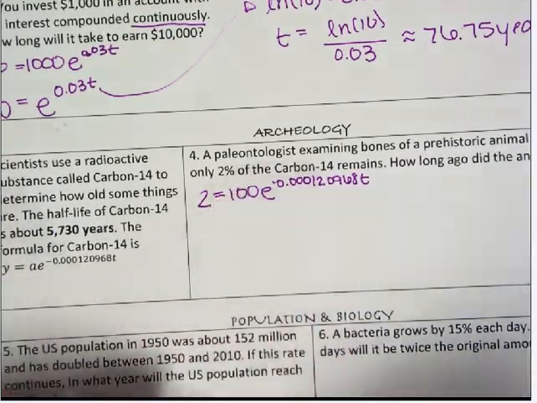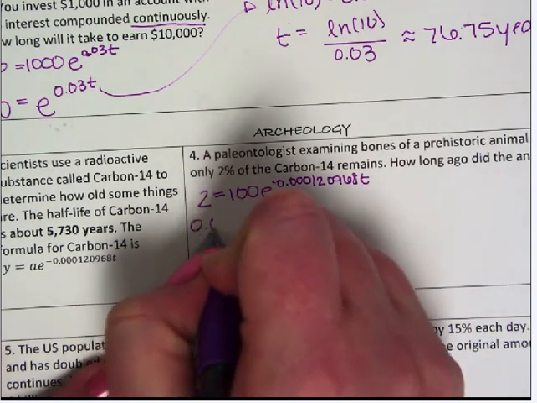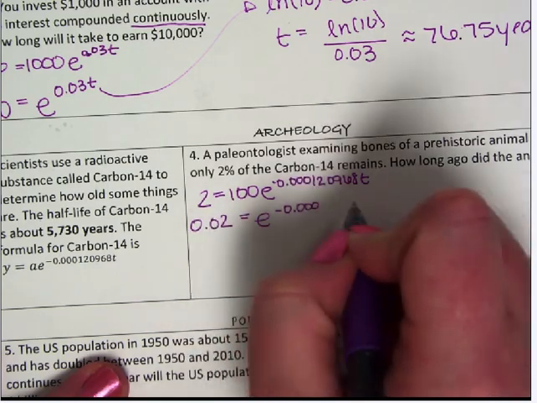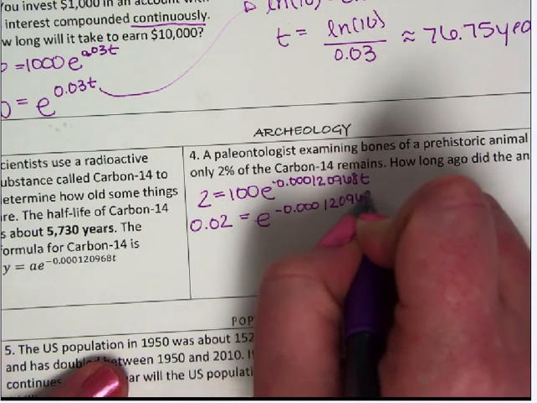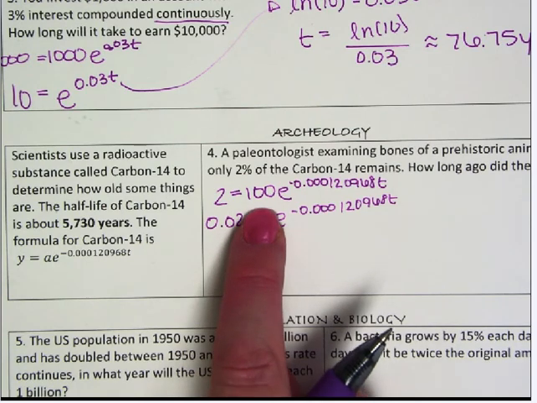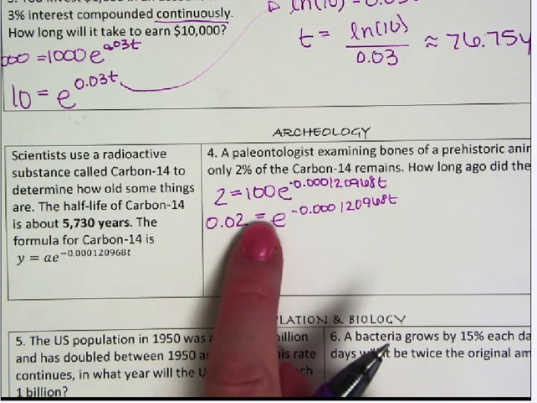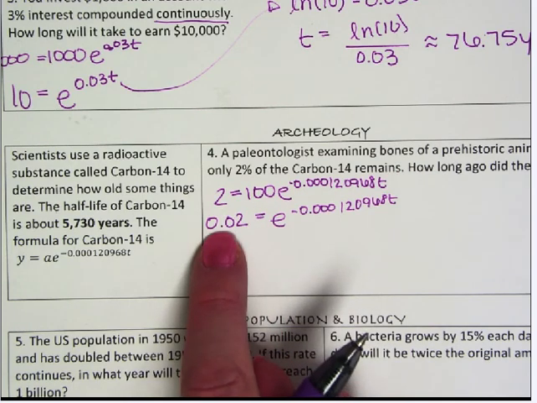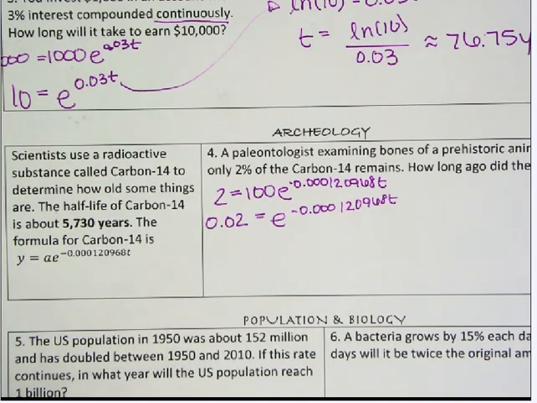Okay, so divide both sides by 100. You get 0.02 equals e to the negative crazy small number. What this is telling you is that instead of using 100% and 2%, we could have used 1 as the decimal form of 100% and then 0.02, and it saves you a step. So if you want to just start at this step, that's perfectly fine.